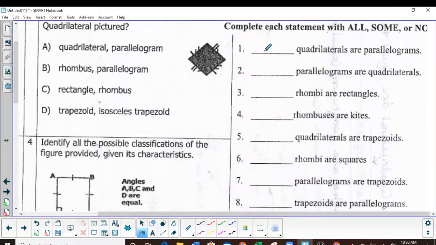It says quads are parallelograms. Well, some of them are. Not all. Parallelograms are quads. Yeah, all of them are. Rhombuses are rectangles. None. Okay. Rhombuses are kites. This throws a kite in there that we're not even covering in the SOL. It's all good. No rhombuses are kites.